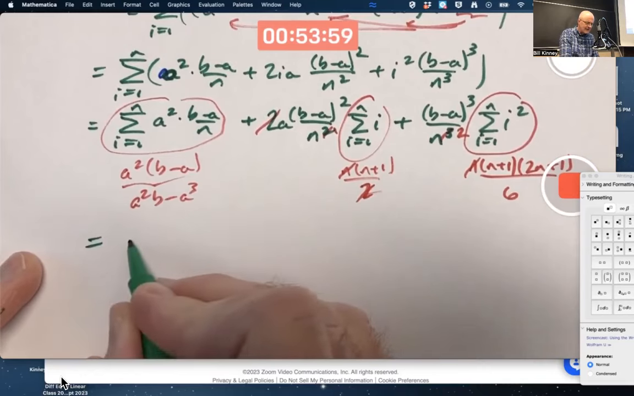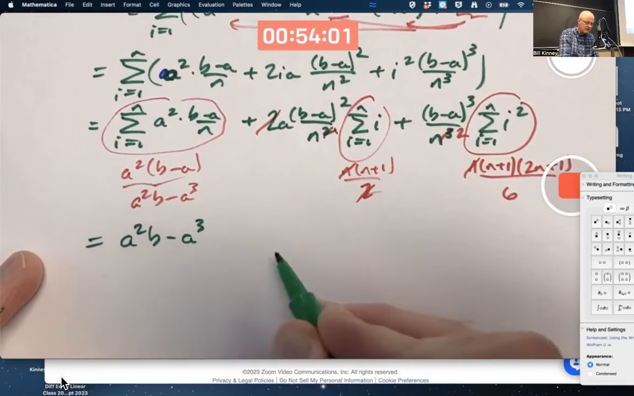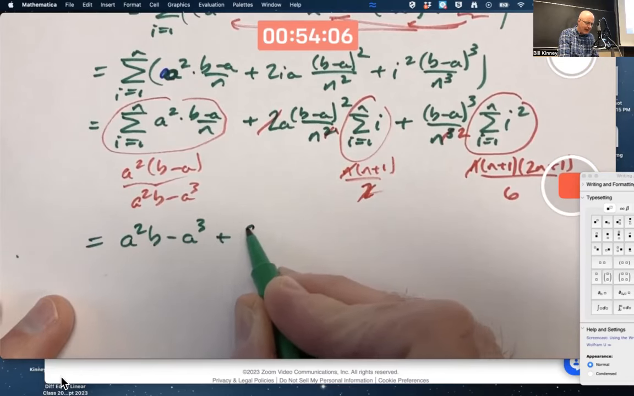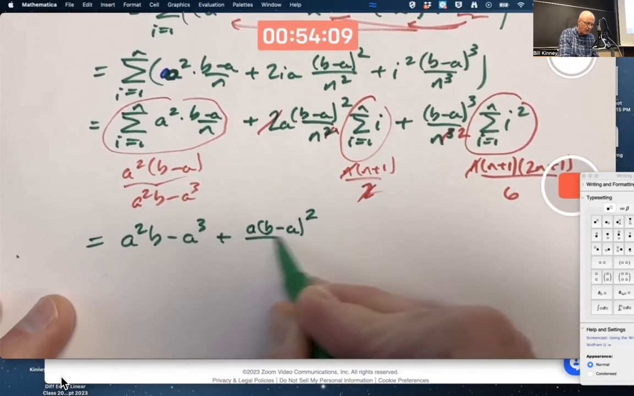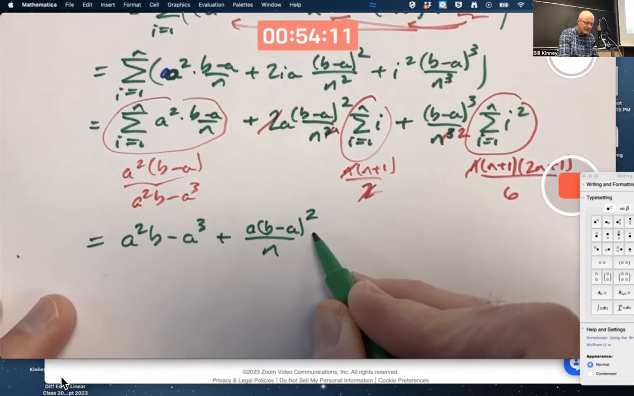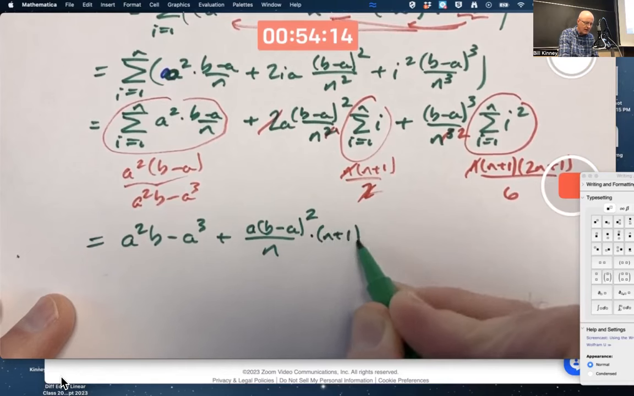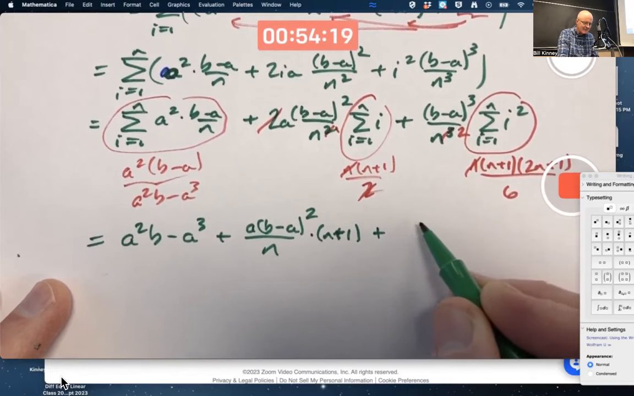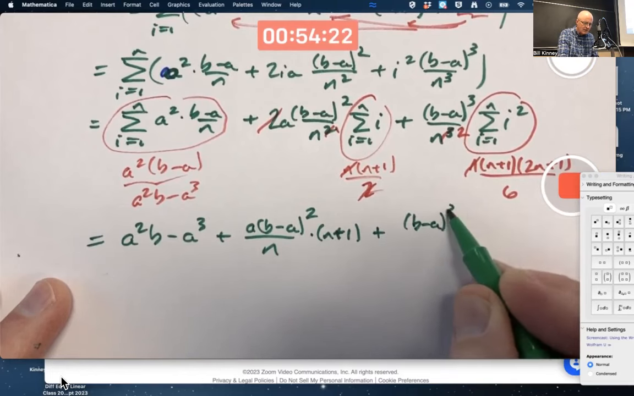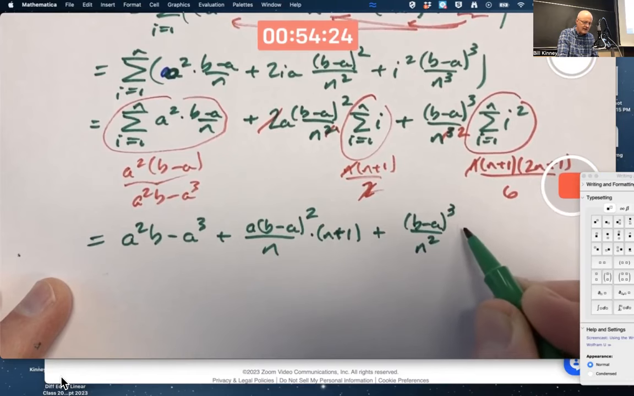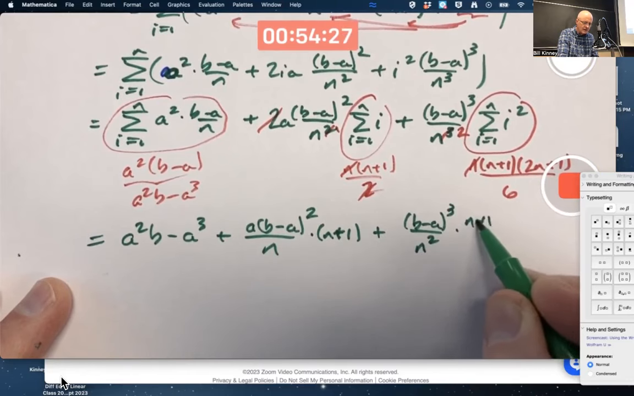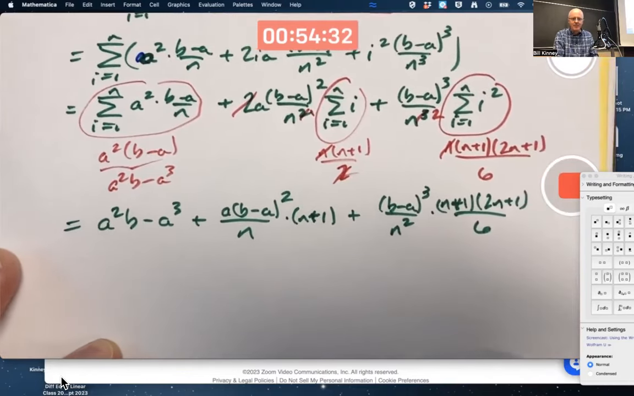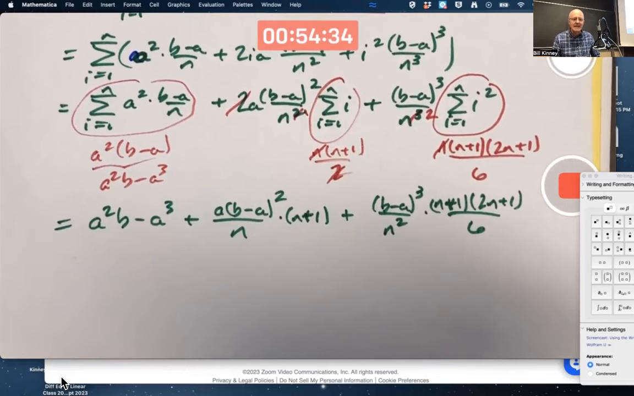So what do we have here? a squared b minus a cubed, plus a times b minus a squared over n times n plus 1 as well. Don't forget the n plus 1 there. And then plus, let's see, b minus a cubed over n squared times n plus 1 times 2n plus 1, all over 6. Hope I have not made a mistake.